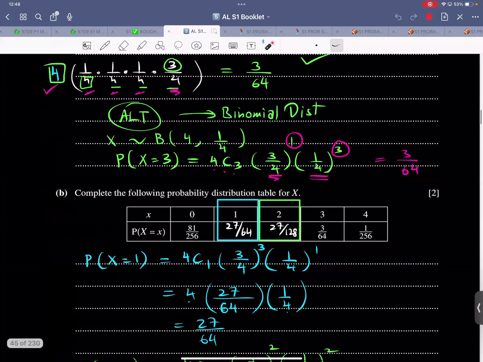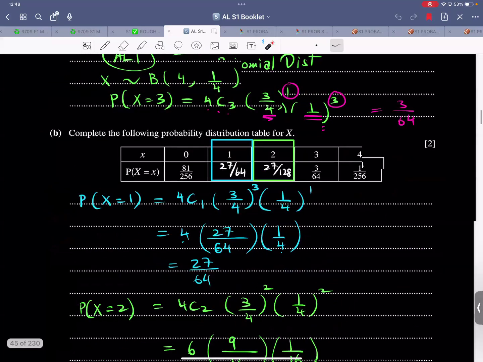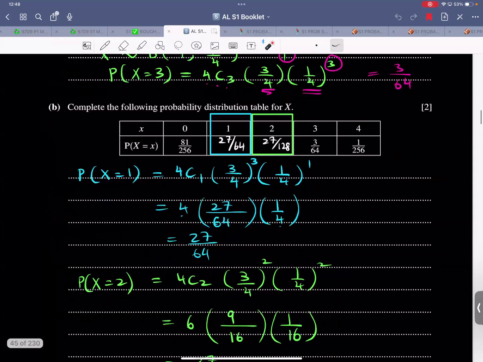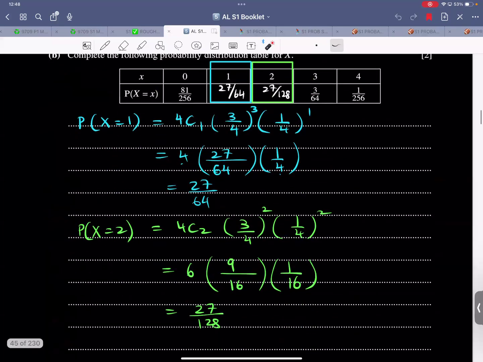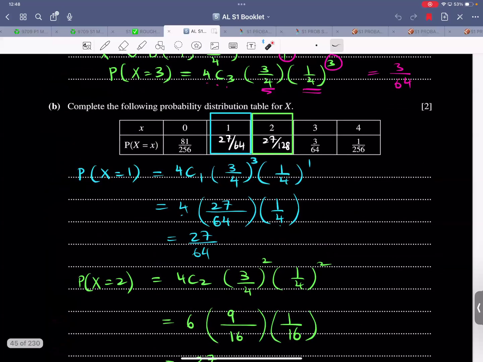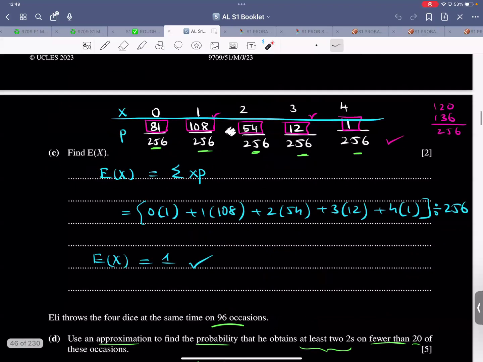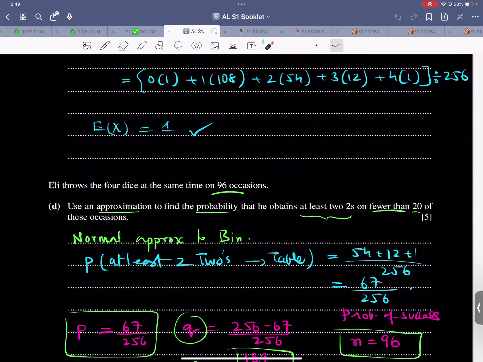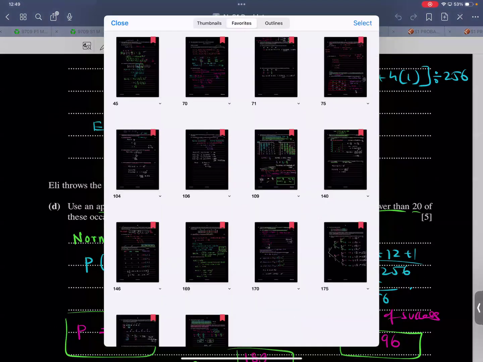Then it says complete the following probability distribution table for X. So probability X is equal to 1, again binomial. Probability X is equal to 2, again binomial. Or if you have to complete it, this is given, this is given, this is given, this is given. This can also be found by subtraction. So not a big deal. Find expectation of X and then the normal approximation, that is straightforward.